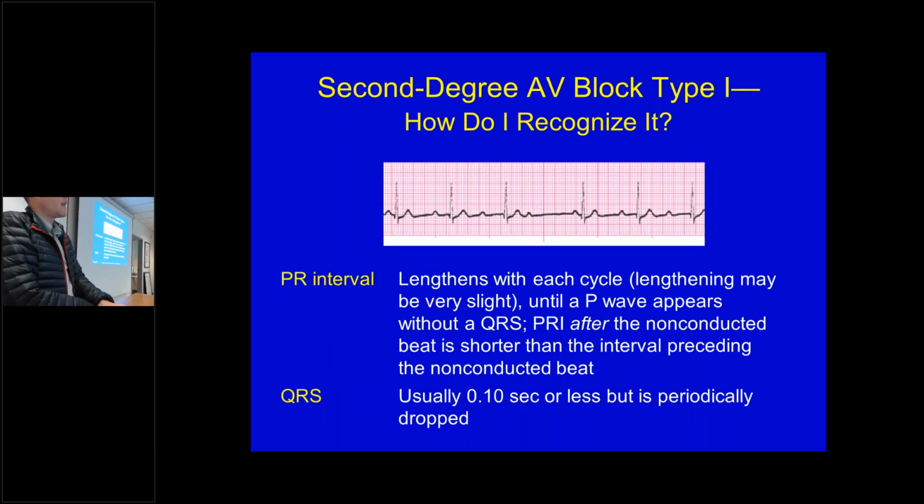So yeah, the PR interval lengthens with each cycle until the P wave is there without a QRS. And in this, because it's a second degree type 1, where's the block coming from? The location is above the His. It's in the AV node, so the QRS is what? Normal in appearance. That's another hint, meaning the difference between a second degree type 1 and a type 2. Type 1: normal QRS, PR interval slowly lengthens until there's a dropped beat.